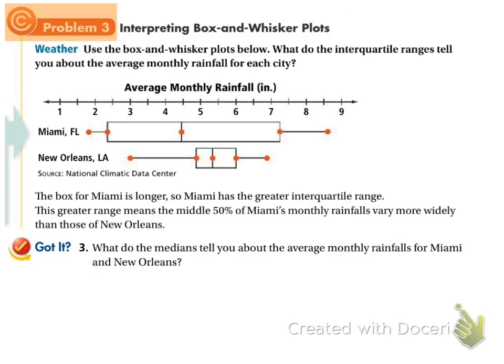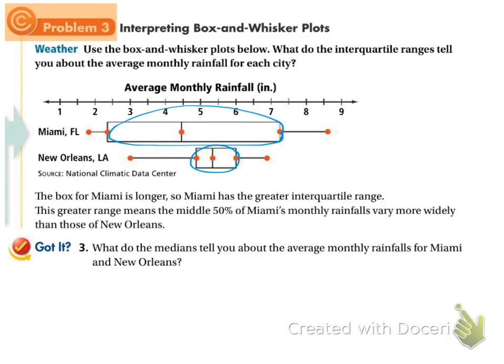Okay, so we can actually look at box and whiskers and say something about them. So this first one is talking about the average monthly rainfall. And they're asking, what do the interquartile ranges tell you about the average monthly rainfall? So remember, the box is the interquartile range. So those two boxes are what we're looking at. So Miami's is really spread out, right? Those are both covering 50% of their data.